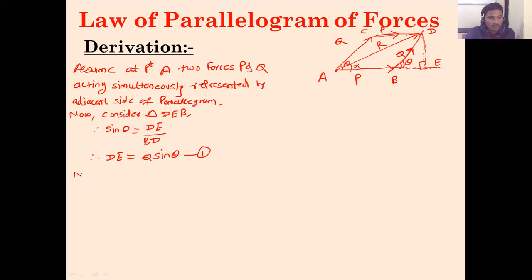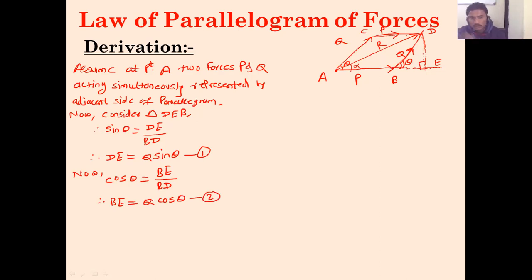Similarly, what will be cos theta in that? BE upon BD. Very good. Therefore, BE equals what? Q cos theta. Equation number 2.